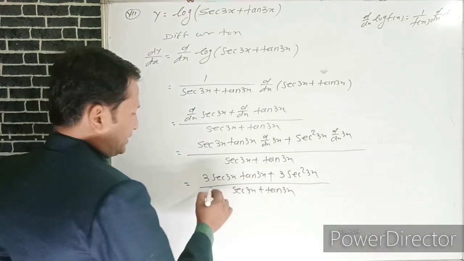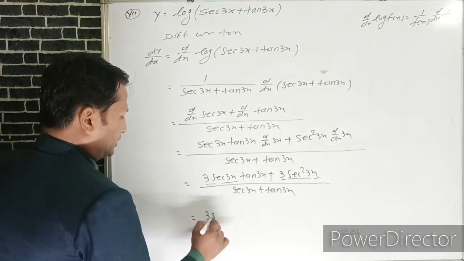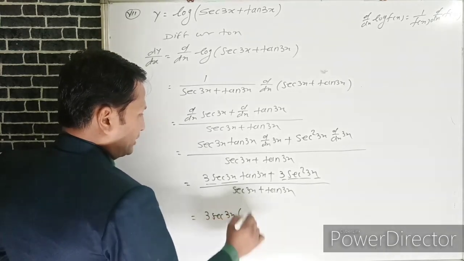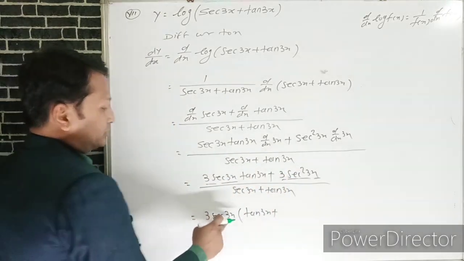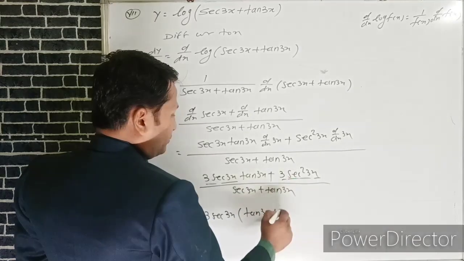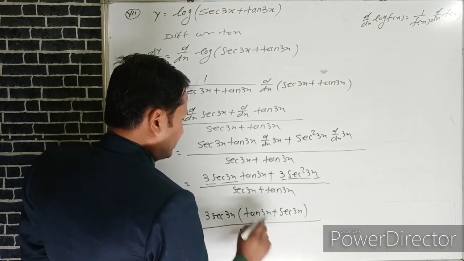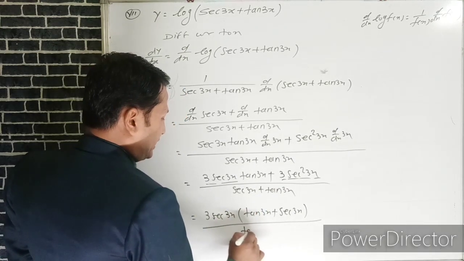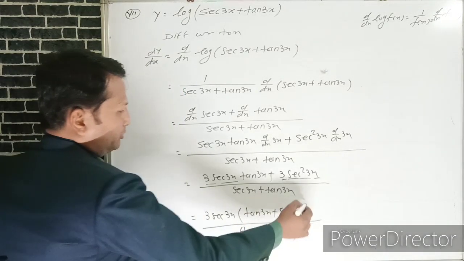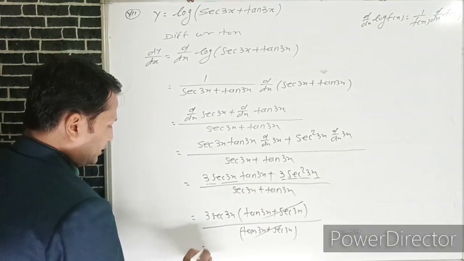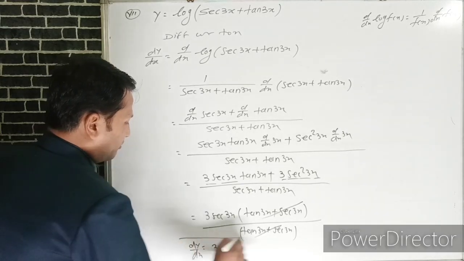If we take 3 sec 3x common from both terms, then we can write 3 sec 3x into the remaining tan 3x plus sec 3x upon sec 3x plus tan 3x. Here tan 3x plus sec 3x is common in numerator and denominator, hence we can write 3 sec 3x, which is the required derivative of the given function.